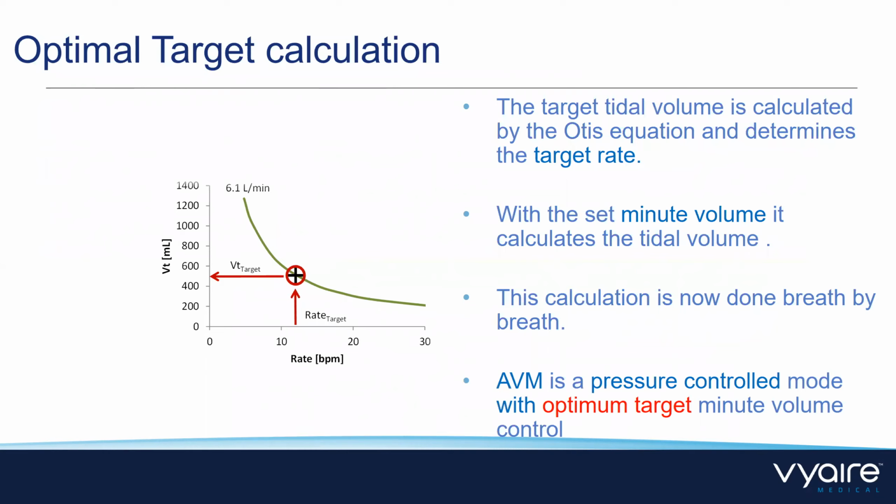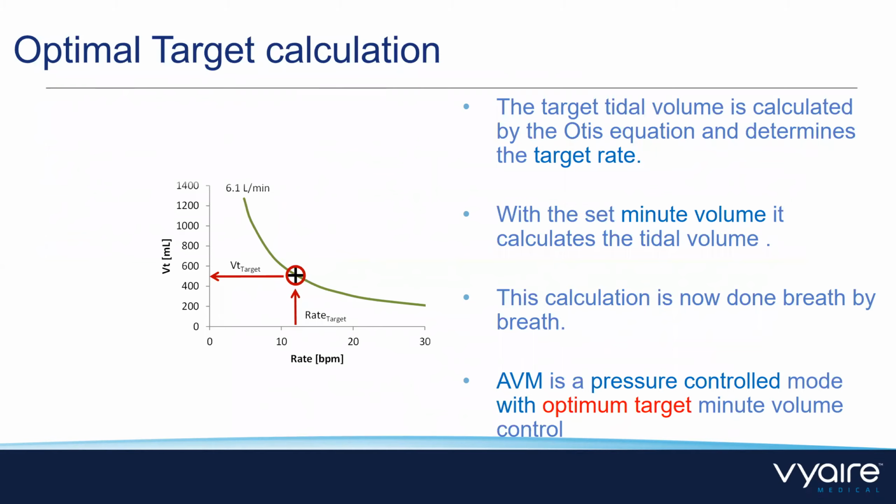So we can conclude that AVM is a pressure-controlled ventilation mode with an optimum target minute volume control. The optimum target is coming from the Otis equation, and this is always saying that the optimum is looking for the least work of breathing. This is the rate you get, and you always have the guarantee that the least work of breathing comes with this rate.